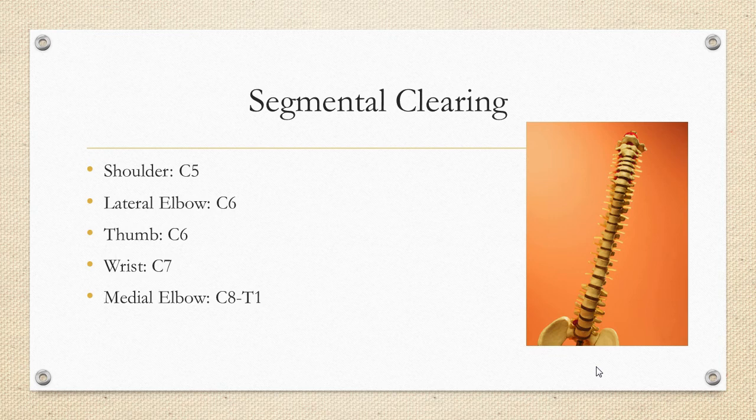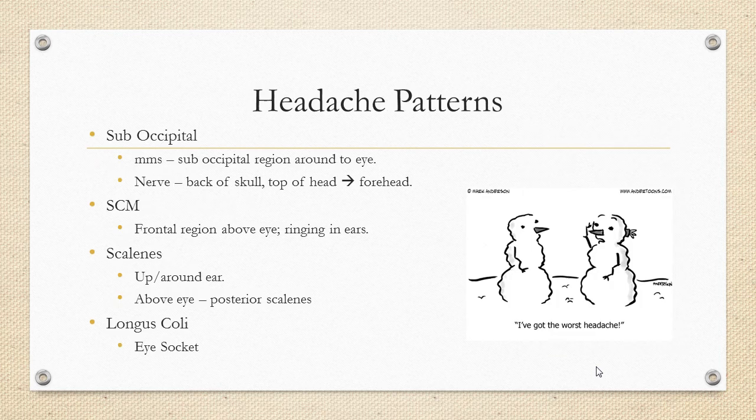If we're having lateral elbow pain or perhaps that lateral epicondylalgia, we want to look at our C6 segment. The thumb, C6 as well. Wrist pathology, C7, and the medial elbow, C8 or T1. Again, if we're only treating the areas where the patient is presenting with pain and not evaluating other areas that could be the actual source of the dysfunction, we're not going to get our patients to that highest level of achievement.